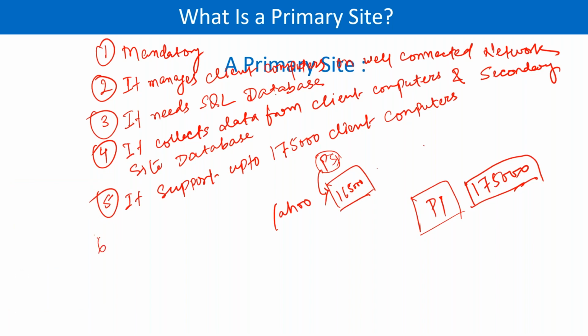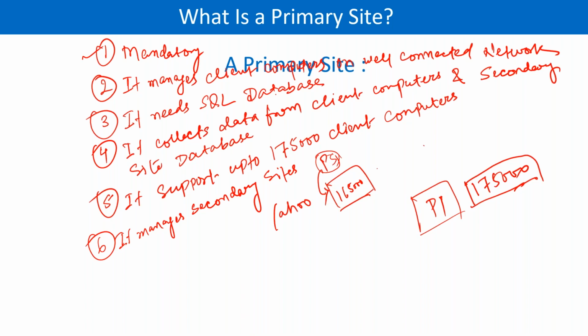Point number 6 is it supports up to 175,000 client computers. Then it manages secondary sites as well. It can add, delete secondary sites. It can modify the secondary site component features. So it manages secondary sites. So these are the information for the primary site.